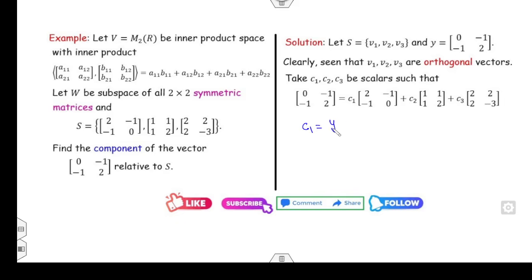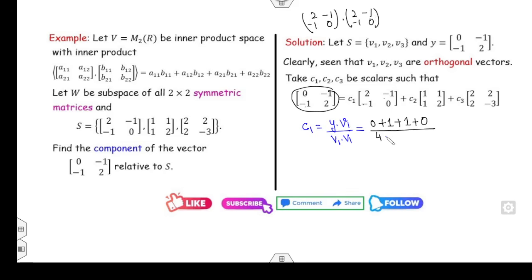What is the value of C1? Y dot V1 over V1 dot V1. So can you find the value of Y dot V1? This is my Y, and this is my V1. You can multiply them: 0, minus, plus 1, minus 1 into plus 1, and 0. And what is V1 dot V1? It is 4, because you take the dot product of V1 with V1 again: 2 into 2 is 4, 1 into minus 1, minus 1 into 1, and 0. So the answer is 2 over 6, which is 1 over 3.